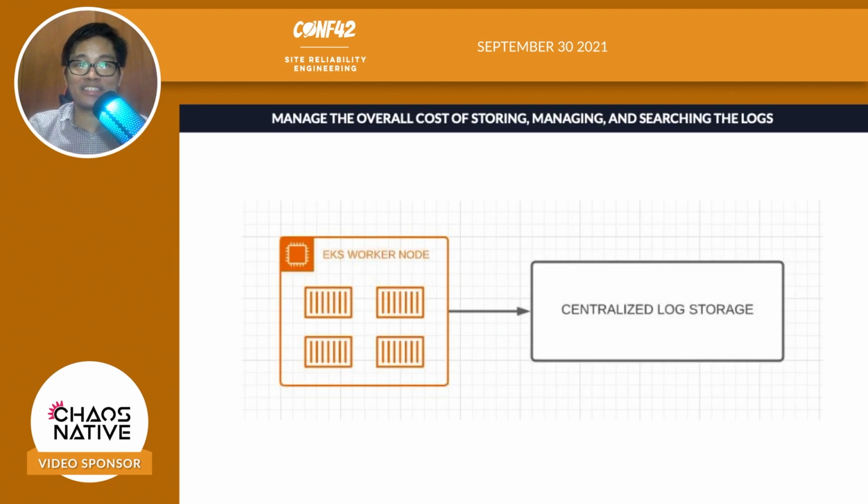The next one in our list involves managing the overall cost of storing, managing, and searching the logs. Whenever we prepare infrastructure, one of the primary requirements we have to deal with would be cost estimation.